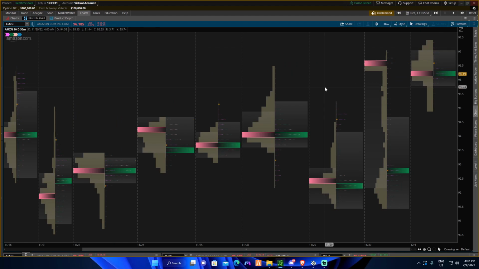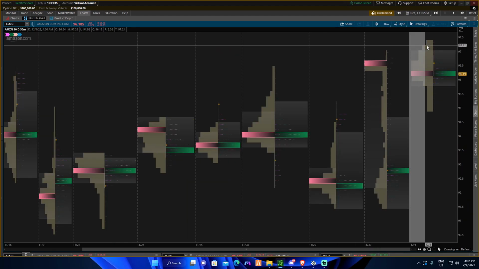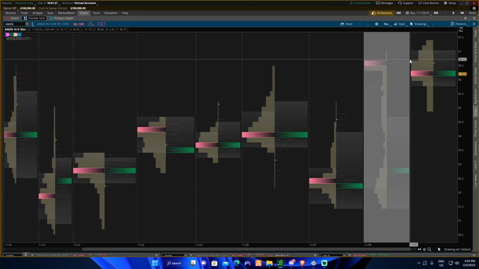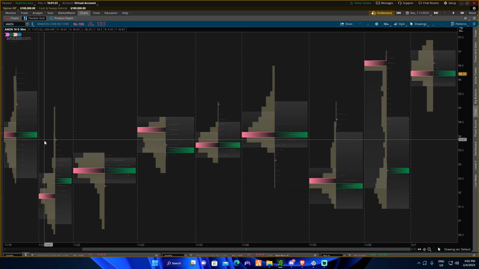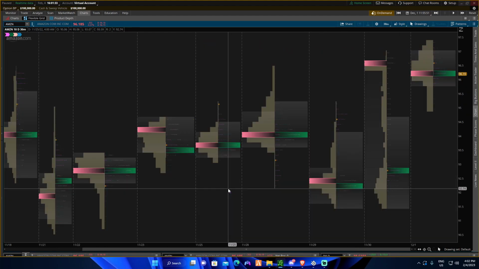Alright, guys, I just want to clear up something from the recording. In the recording, I was talking about how monkey bars form, right? And for this monkey bar, it's basically how it formulates. You see the point of control here. It broke out of the 70% bubble. It took place when the market opened. This is where it opened, right?